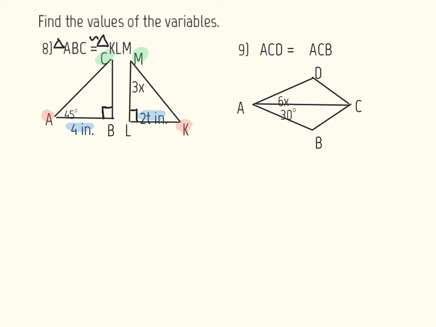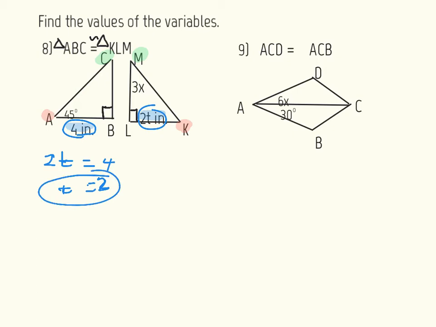Okay, so now let's see what we can do with that information. Well, I'm going to start because I have 4 inches and 2T inches, so I'm going to solve for T first. 2T is the same as 4. So to solve for T, I'm going to divide by 2, and T equals 2. So that's the first part.